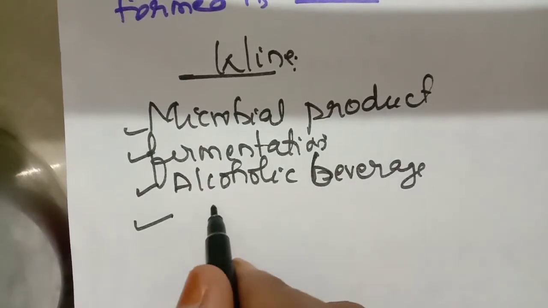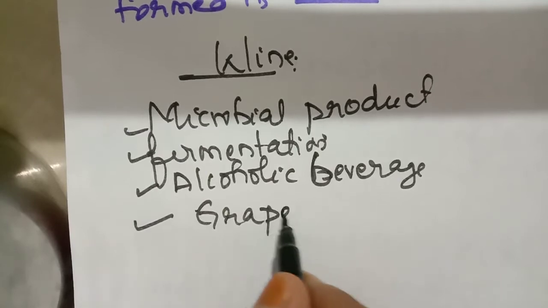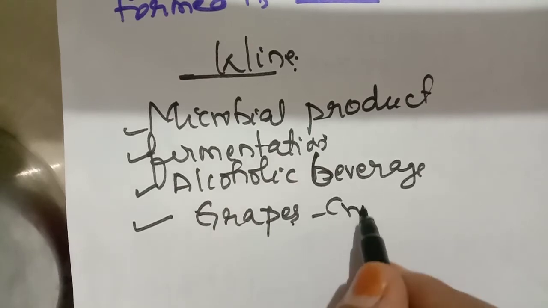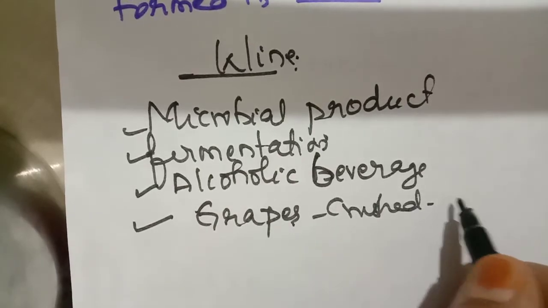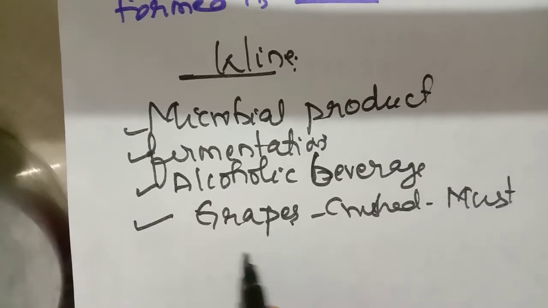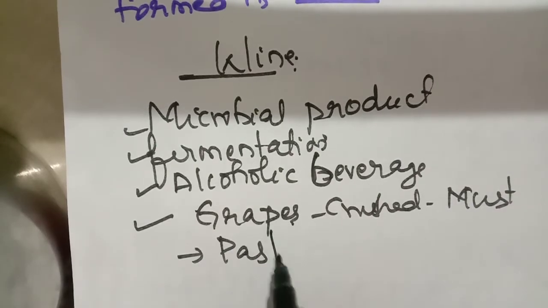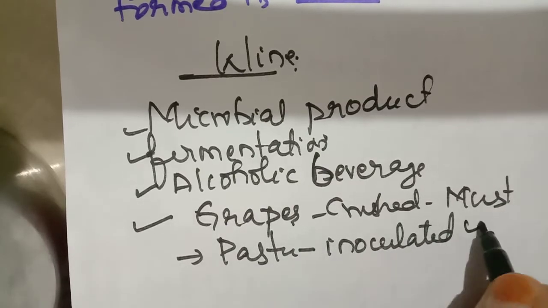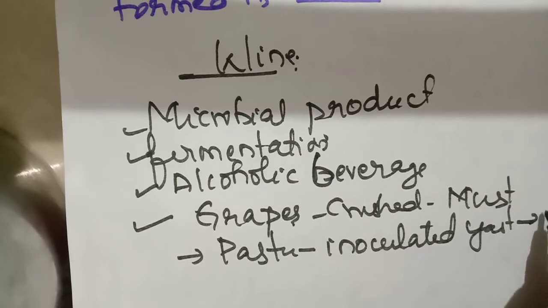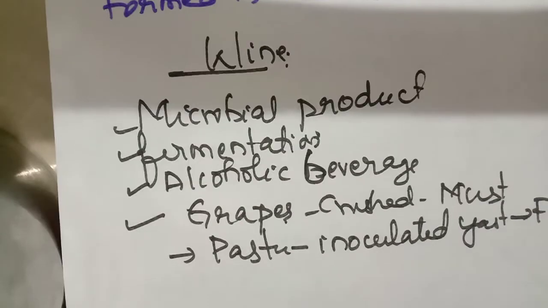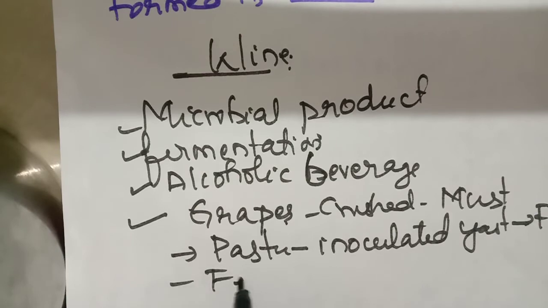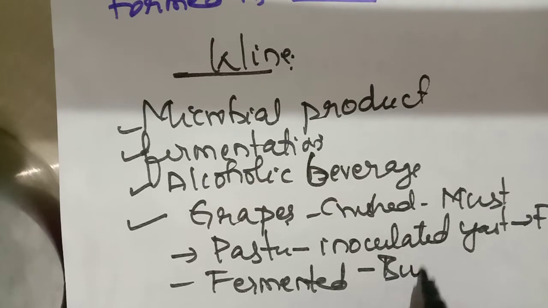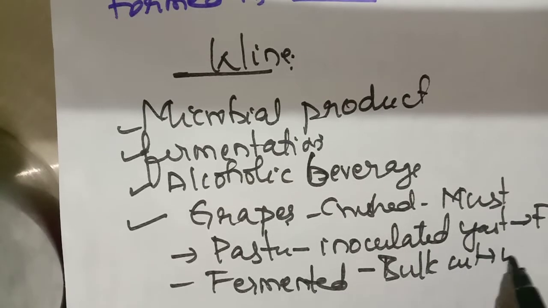So wine will be generally produced from grapes. You take the grapes, and then the grapes will be crushed, and then must is prepared, and the must is pasteurized, and then it is inoculated with yeast cells, and then it is left for fermentation. Once it is fermented, it will be transferred into bulk culture and wine is produced.